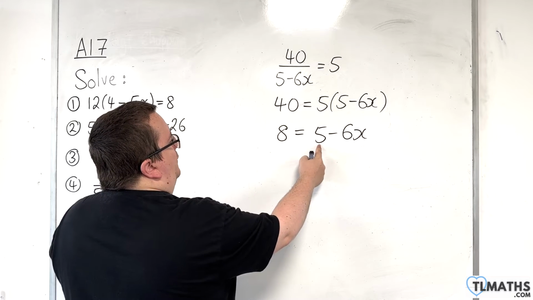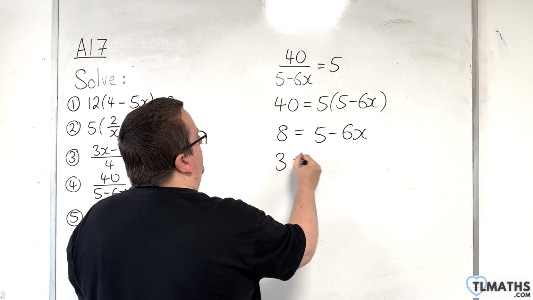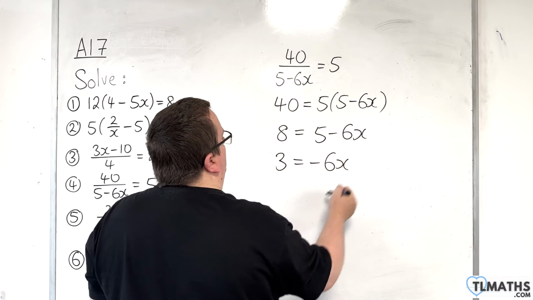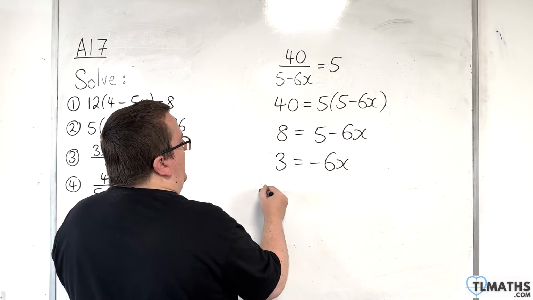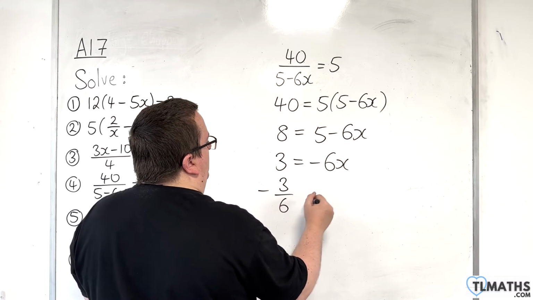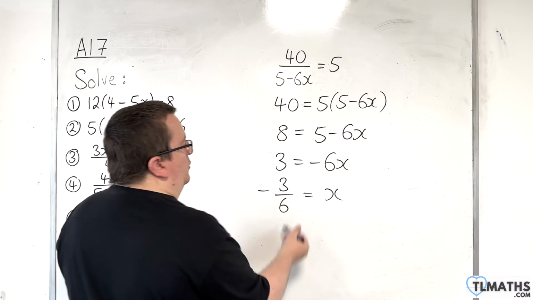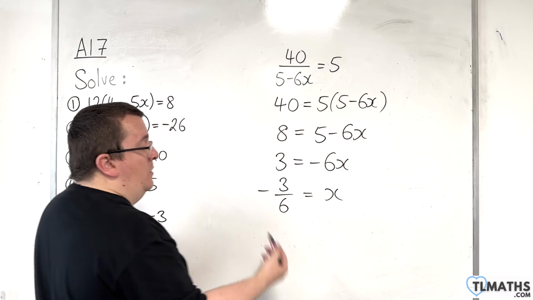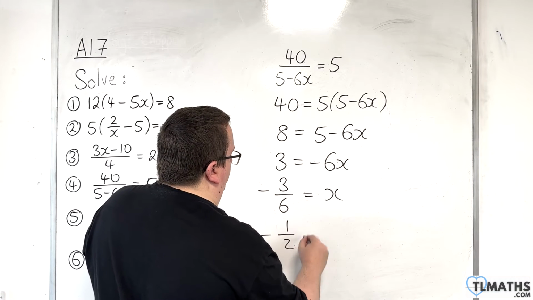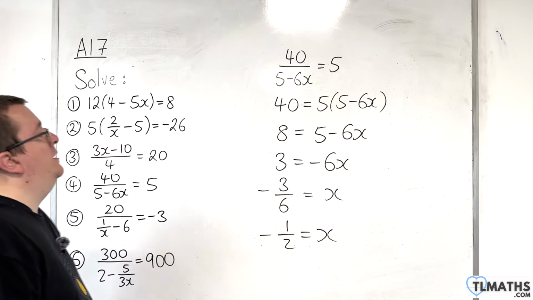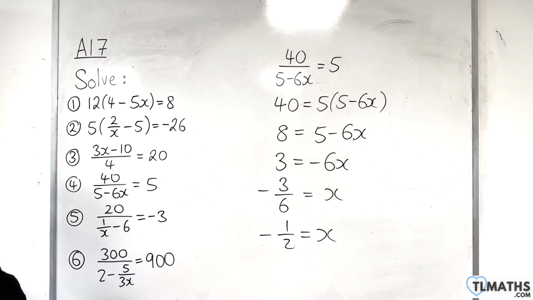We've got this plus 5 here, so let's subtract 5 from both sides. And we're multiplying by minus 6, so let's divide by minus 6. And we're going to get minus 3 over 6 is equal to x. And of course that could be simplified, divide top and bottom by 3, and we're going to get minus 1/2. And so that's my answer to number 4.